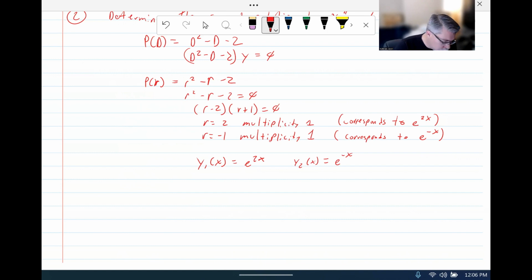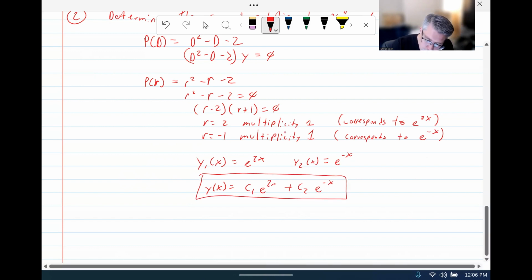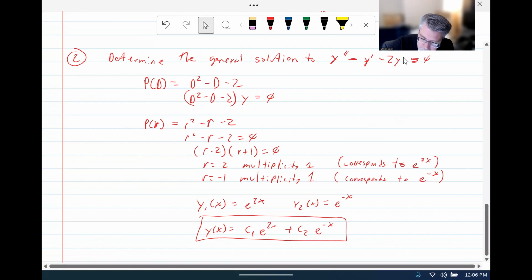And so how do I write this as one general solution? Well, it's any linear combination of these two. So y of x equals c1 e to the 2x plus c2 e to the negative x. And that would be my general solution to that differential equation. Okay, so it's not that hard of a concept, in practice.